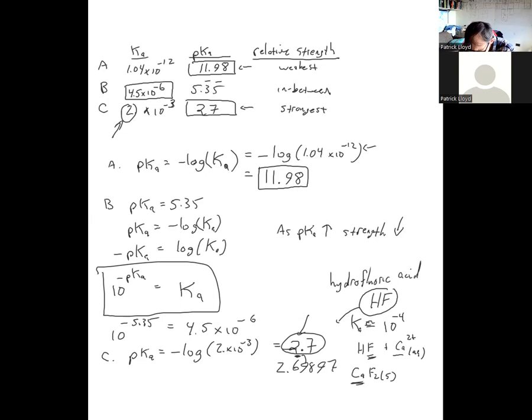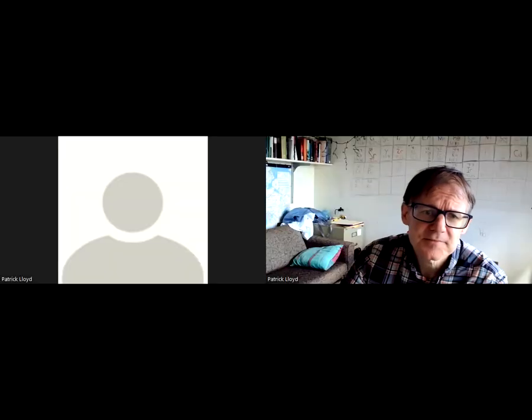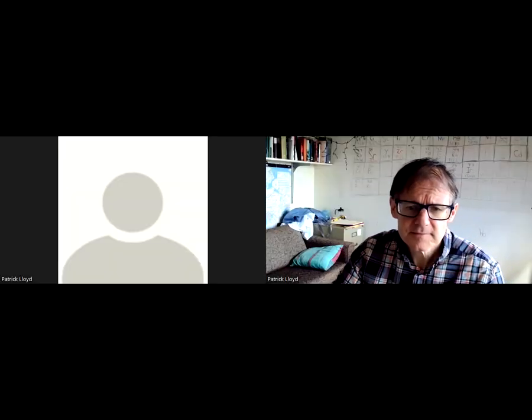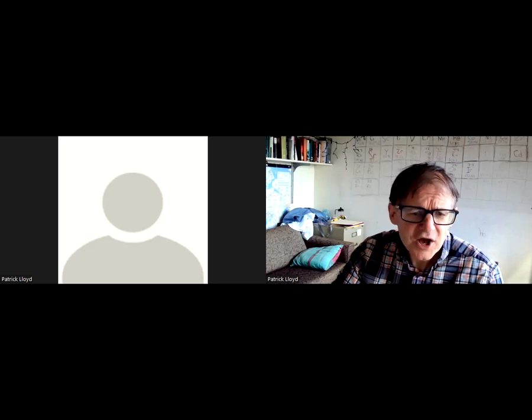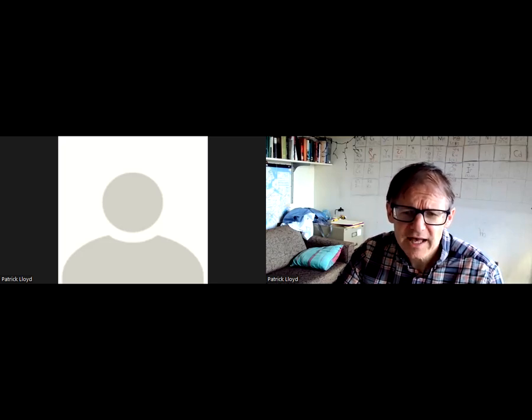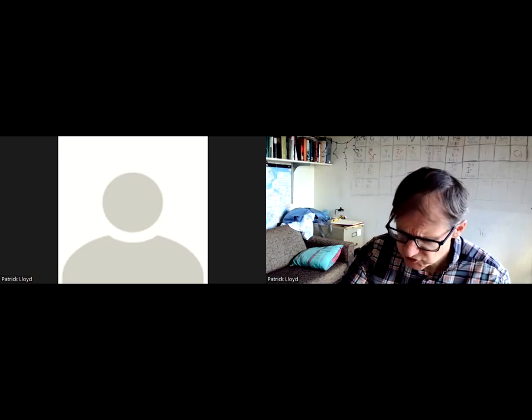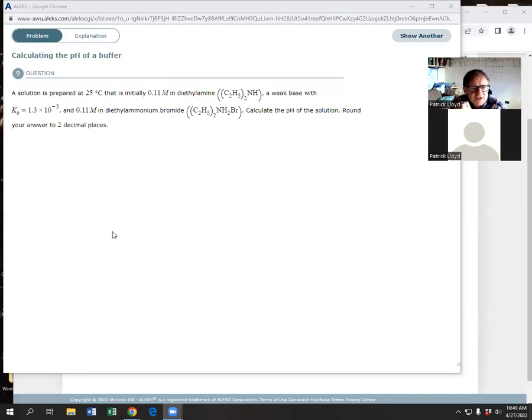Okay, so there's one type of calculation. The second calculation that we're going to do here is relatively simple. We're going to take a look at how we calculate the pH of a buffer solution. One thing that's a little bit different about the ALEX problem compared to most textbooks is that they will give you a value of Ka. Here they give you the value of Kb, but that's just an additional step that we have to take into account. So it's not a big deal.